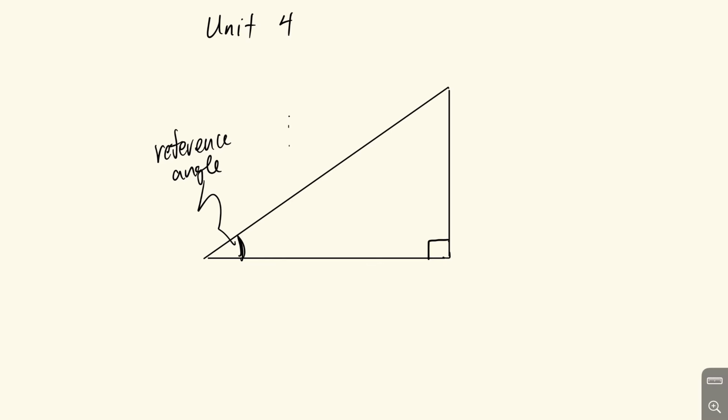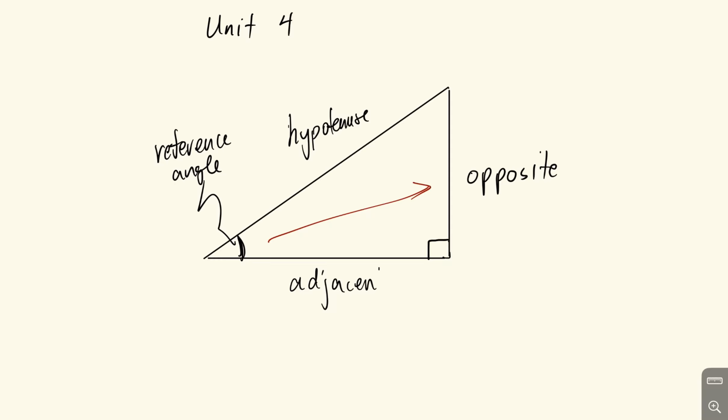So the longest side of the triangle is still the hypotenuse. But now the side here that is across from the reference angle, we're going to call the opposite side, because this side is opposite of the reference angle. And the third side of my triangle is called the adjacent side, because it's right beside the angle. It's adjacent to the angle, touching the angle.